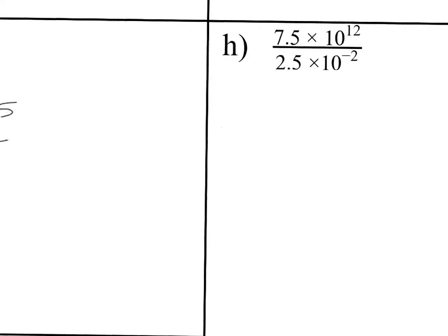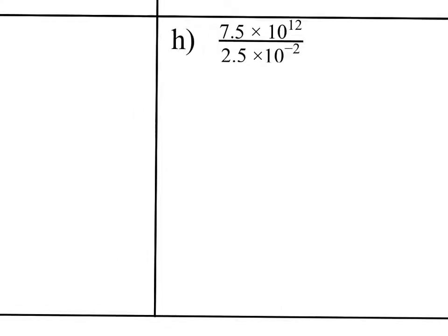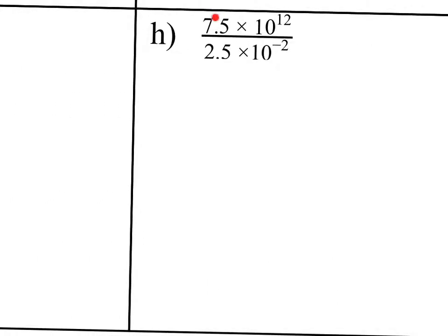And then the letter H. So if you have these two numbers right here, you can divide those or reduce. So coefficients you can divide. So 7.5 divided by 2.5 is 3. So this reduces to 3. Now I'm going to write this with scientific notation. So I'm going to subtract these two exponents. So 12 minus a negative 2 using the property is 14.